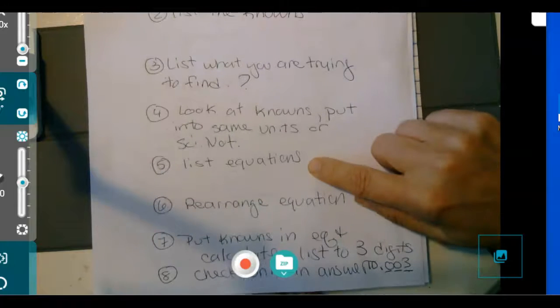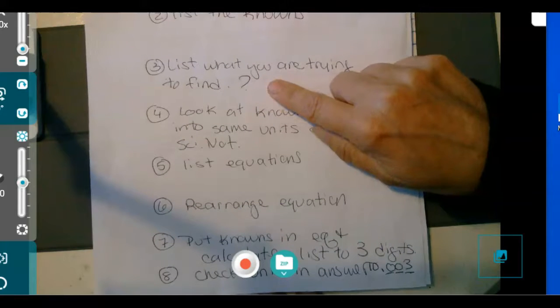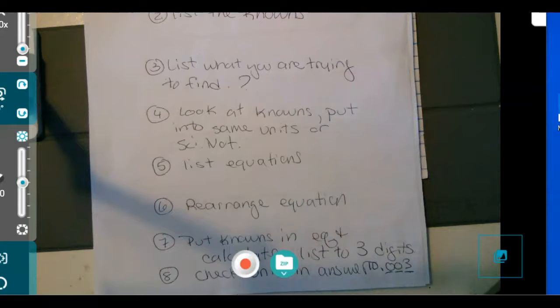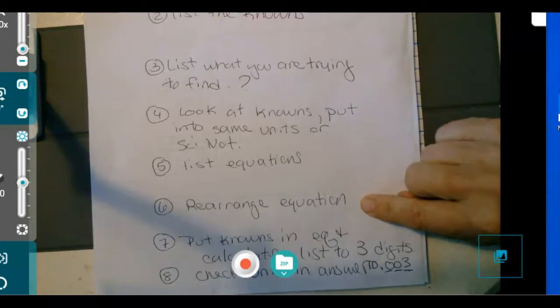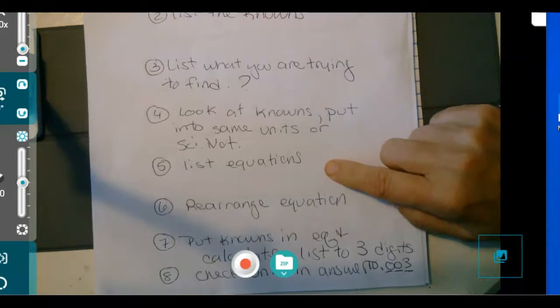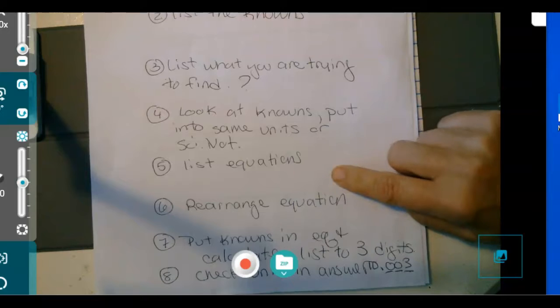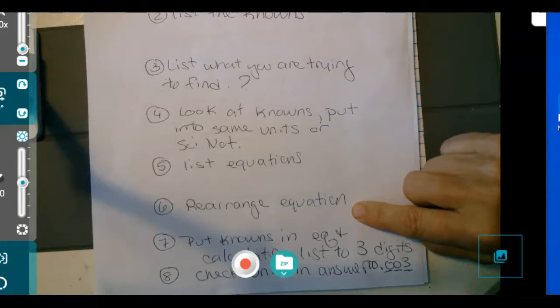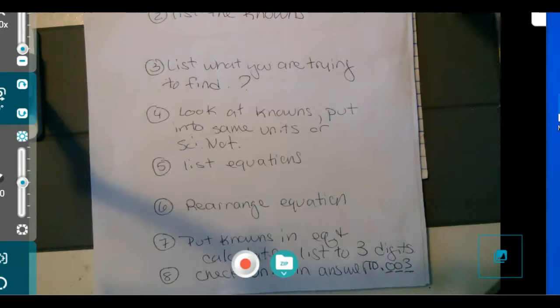Now, you want to know what you're trying to find. You have your knowns, so you've got to look at the equations. Right now we've got one equation, so it's really finding the equation and rearranging the equation. But as soon as we introduce acceleration, it can get confusing. So you need to list all your equations and then try to figure out which equation you're going to use, and then you need to rearrange the equation so that you're solving for the right variable.